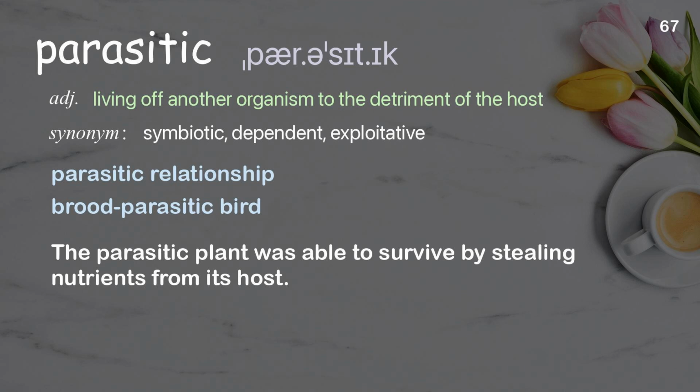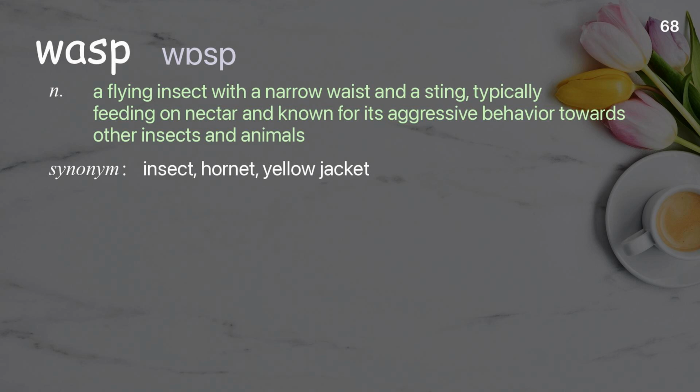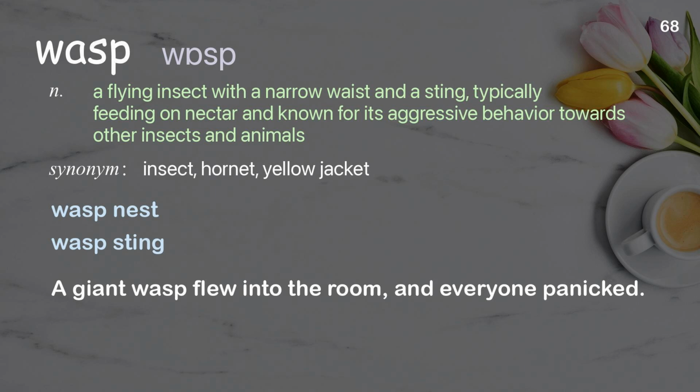Wasp. A flying insect with a narrow waist and a sting, typically feeding on nectar and known for its aggressive behavior towards other insects and animals. Examples. Wasp nest. Wasp sting. A giant wasp flew into the room and everyone panicked.